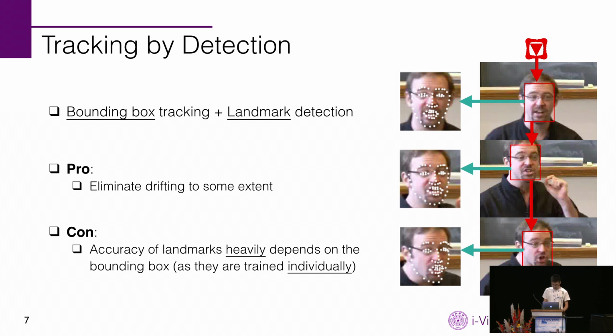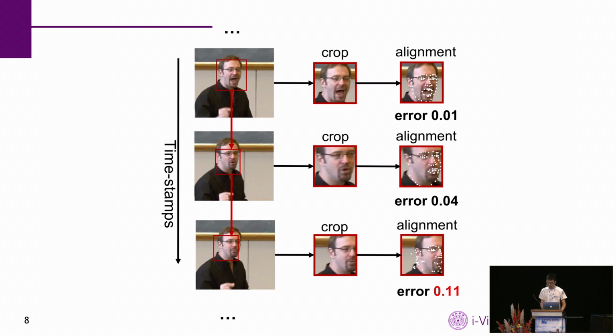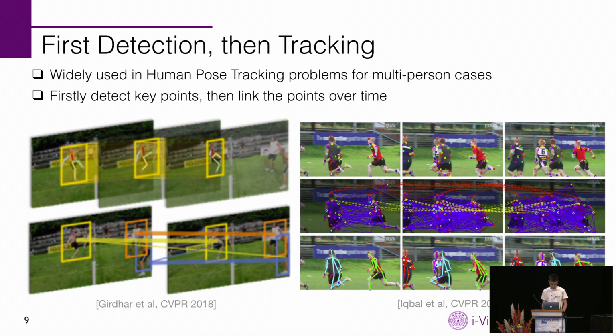However, in the tracking by detection methods, models are trained individually and utilized in a serial manner. Hence, the accuracy of the alignment depends heavily on the generated bounding box. Here is an example of the failure cases for tracking by detection methods. As we can see, a small bias of the bounding box from the ground truth could result in a very poor fitting of the landmarks.